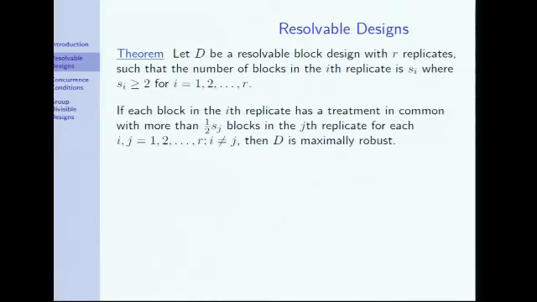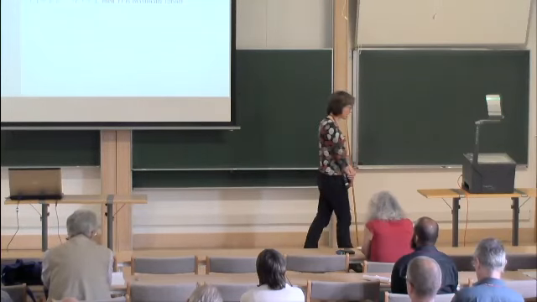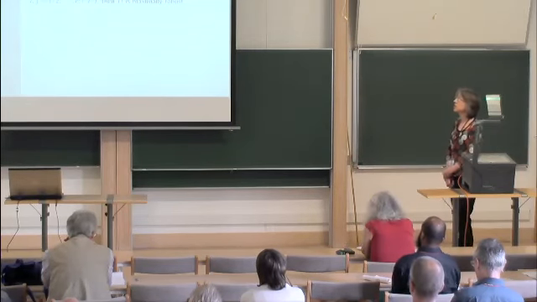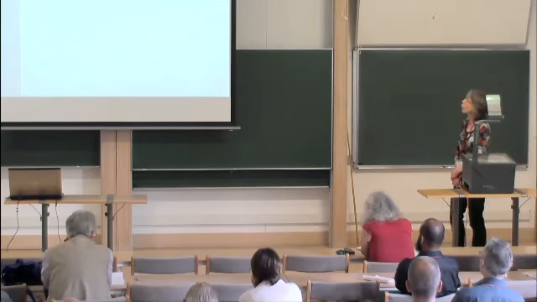So, first result: if D is a resolvable block design with R replicates, and the number of blocks in the ith replicate is S_i, then as long as each block in the ith replicate has a treatment in common with more than half the blocks in every other replicate, I know that D is maximally robust. I'm going to talk my way through the proof of this because, as I said, it really does illustrate what happens when a design becomes disconnected.